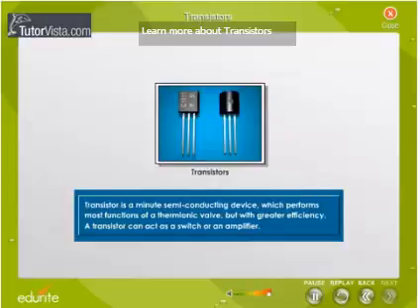A transistor is a minute semiconducting device which performs most functions of a thermionic valve, but with greater efficiency. A transistor can act as a switch or an amplifier.